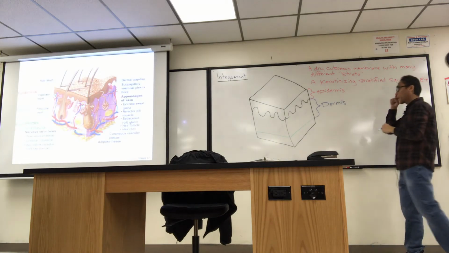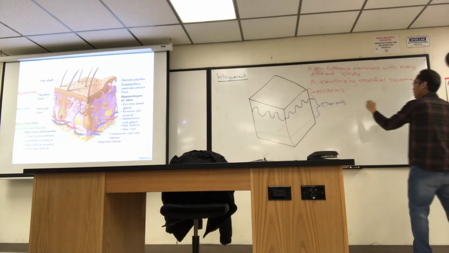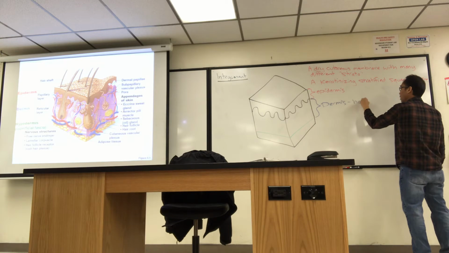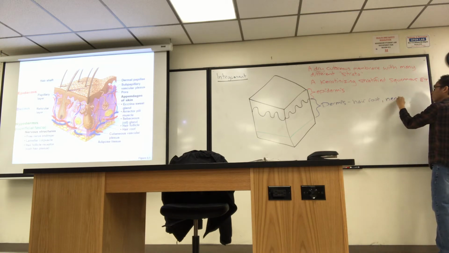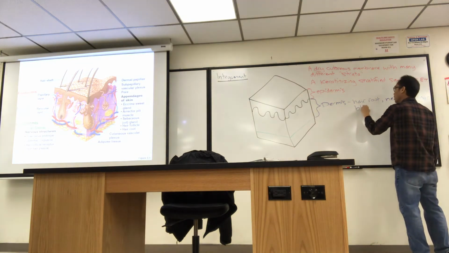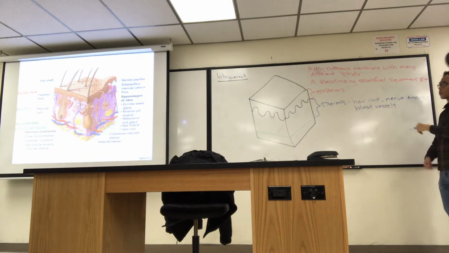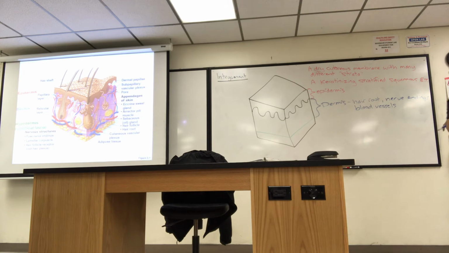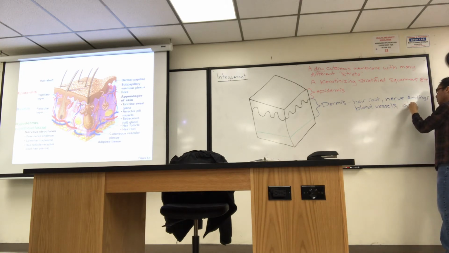The dermal layer, look at the picture. It's got all the stuff, basically. The hair follicles are there, there's the hair root. It's got the nerve endings. The blood vessels are there in the dermal layer. Now, I forgot glands, the sweat glands. Let's put glands.